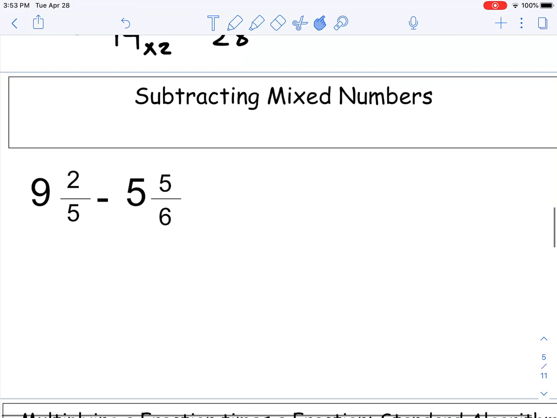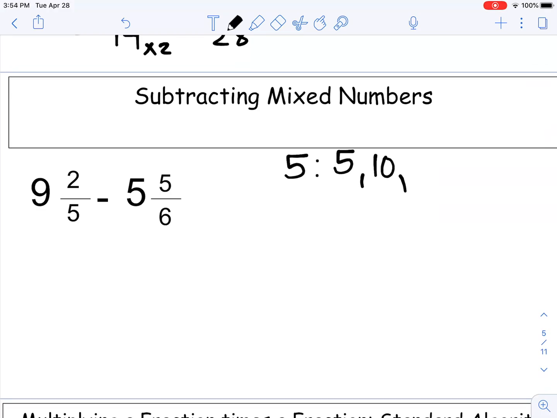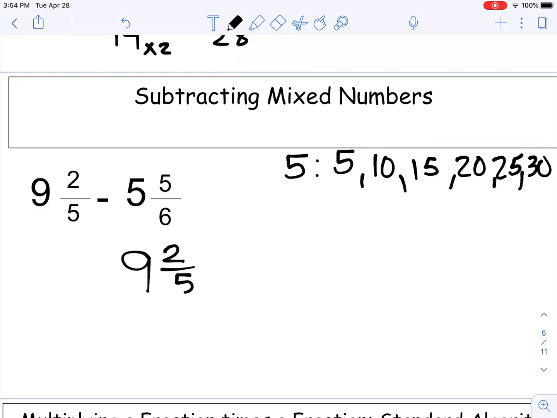And then you will subtract some mixed numbers. So I look down, I see 5 and 6. If you need the skip count strategy for an LCM, 5, 10, 15, 20, 25. And then I see that 30 and a light bulb goes off in my head. Oh, that's a multiple of 6, so that must be their LCM, least common multiple.